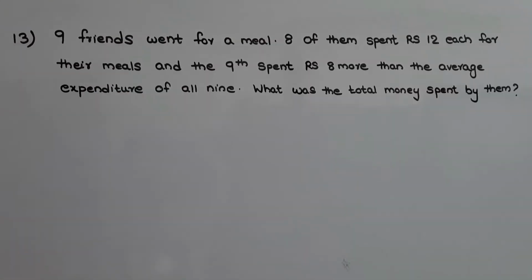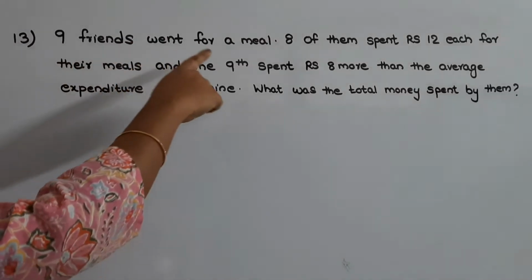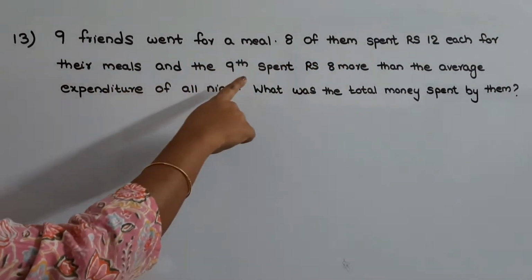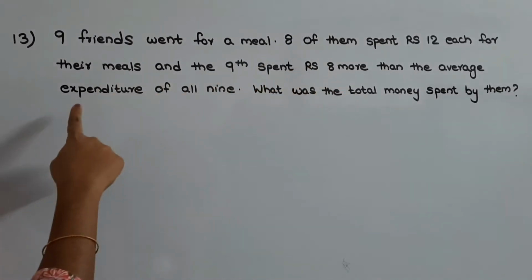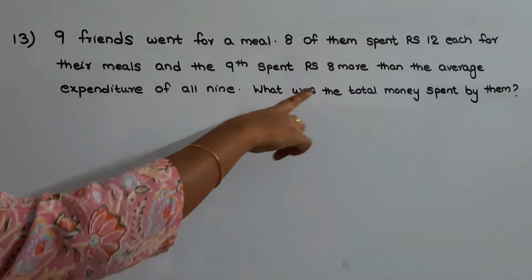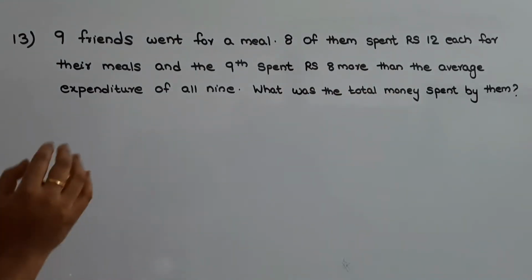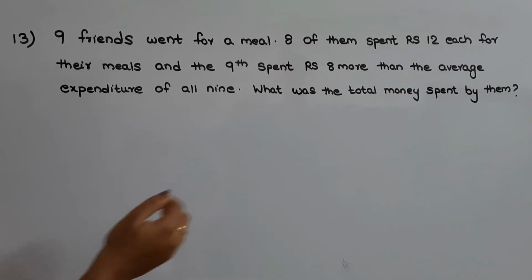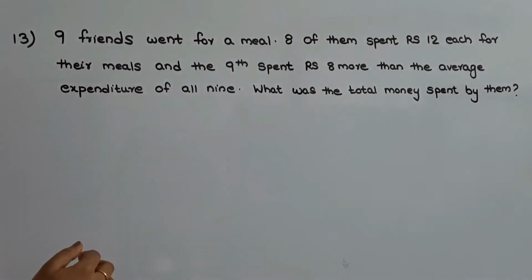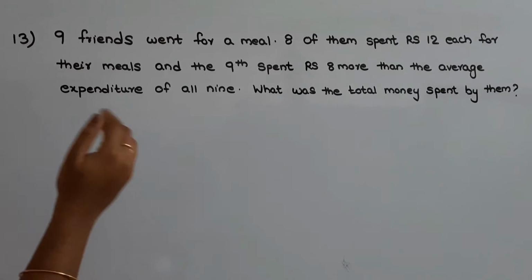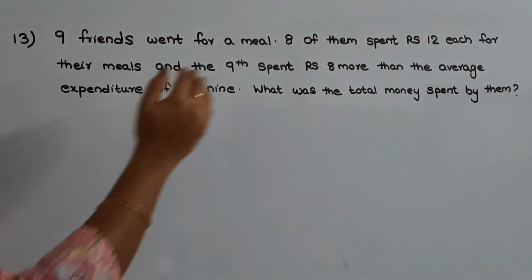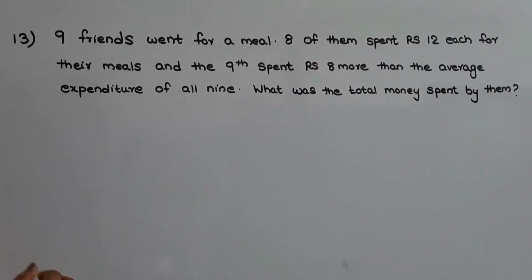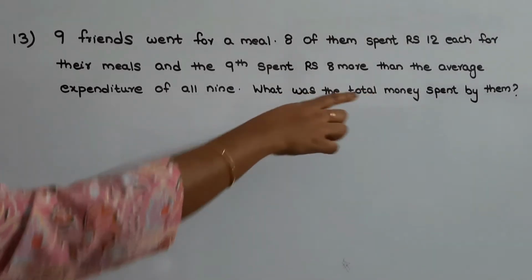The next question is, 9 friends went for a meal, 8 of them spent rupees 12 each for their meals and the 9th spent rupees 8 more than the average expenditure of all 9. What was the total money spent by them? So in this question they are telling that 9 friends went for a meal and the average money spent by 8 of them is given as 12. They are telling that the money spent by the 9th person is 8 more than the average money spent by the whole 9 persons. So we need to find out the total money spent by them.